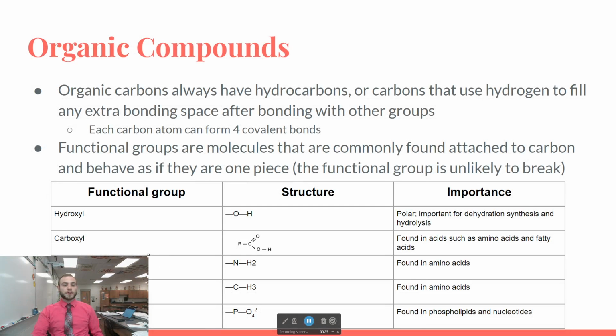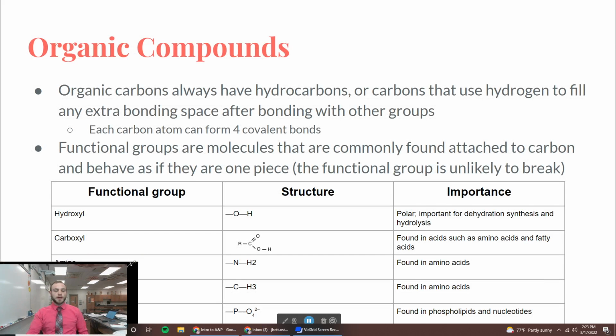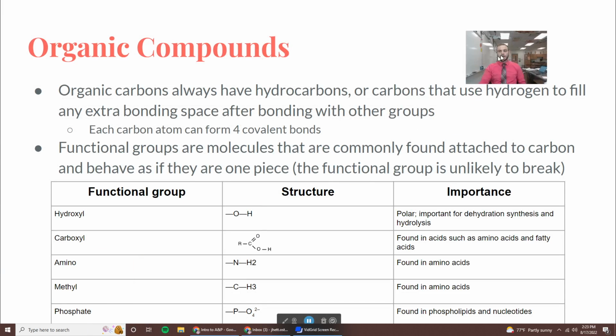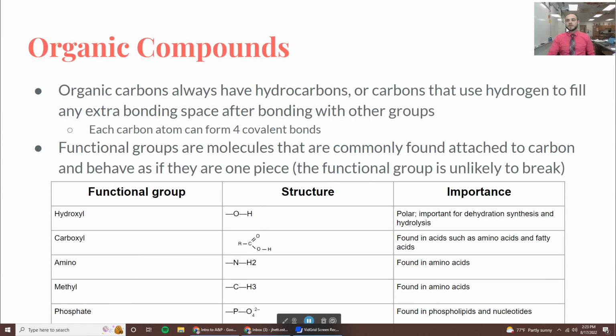So organic compounds are going to have hydrocarbons, so any extra bonding space that a carbon might have after it's attached to all the functional groups is going to use hydrogens to fill those points. Remember, each carbon atom can form 4 covalent bonds. So functional groups that a carbon might attach to are these down here below.